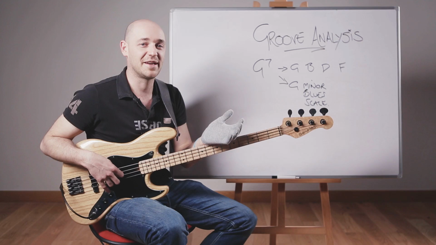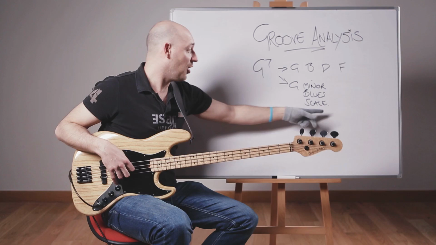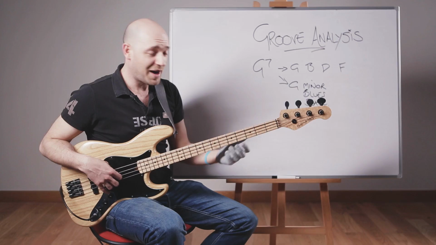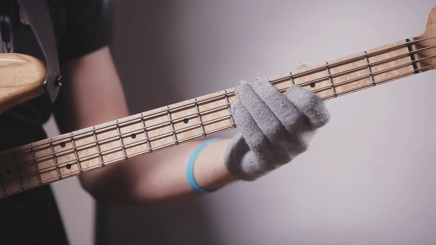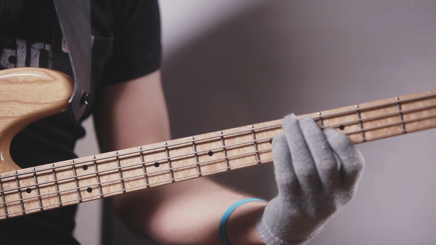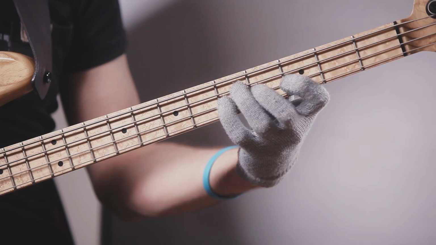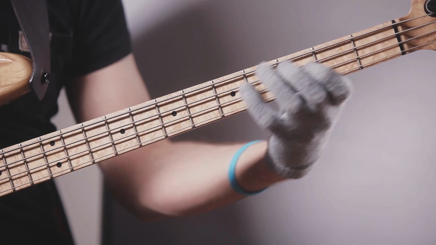You can actually start on any of the notes within the arpeggio or any of the notes within the minor blues scale of this chord. You don't have to start your groove on a root note. And that's why with the groove that I'm using for this lesson, I started on an F. So I'm actually starting on the dominant seven, that flat seven of the G, and then going up to the G, and then G to B flat.